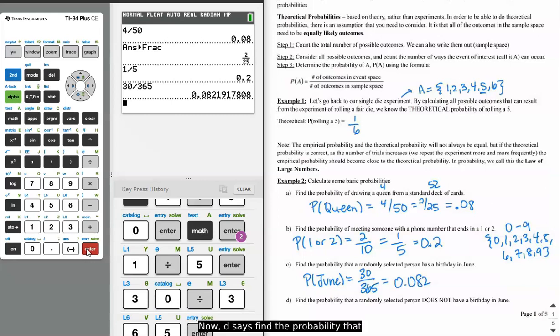Now, D says, find the probability that a randomly selected person does not have a birthday in June. If we know the probability that they have a birthday in June, there's a nice formula that we can use to find the probability that they do not. It's a complement, this idea of the opposite. So the probability of not in June would be 1 minus the probability the birthday is in June. This is called the complement.